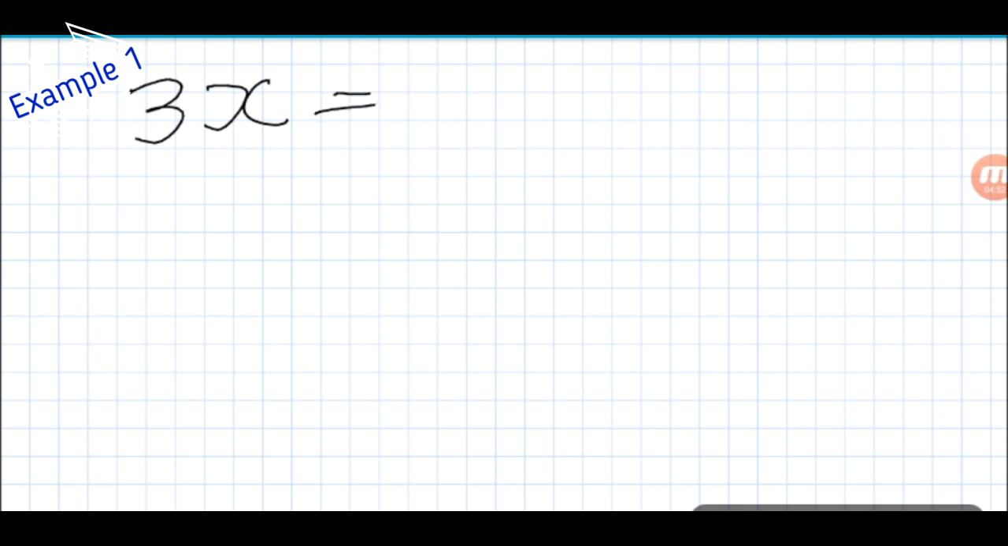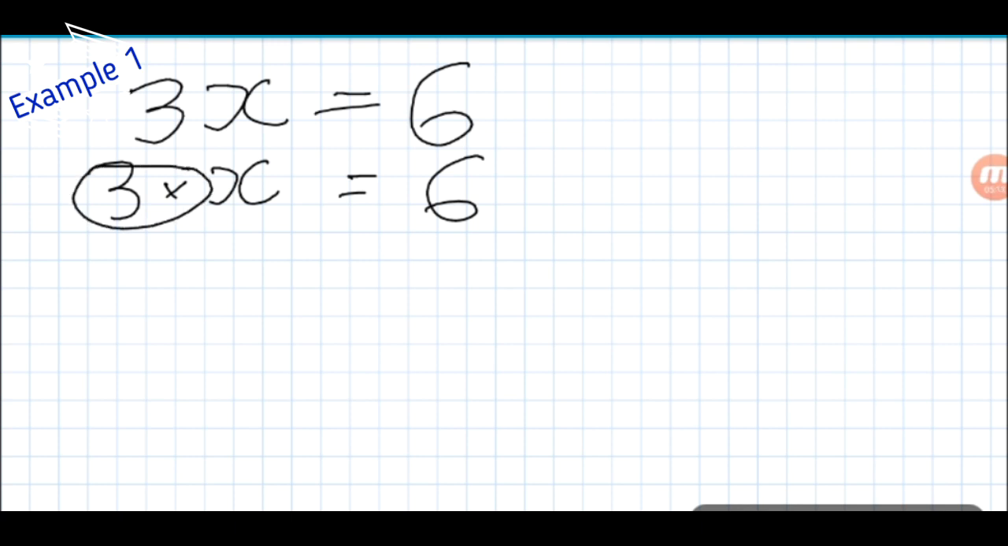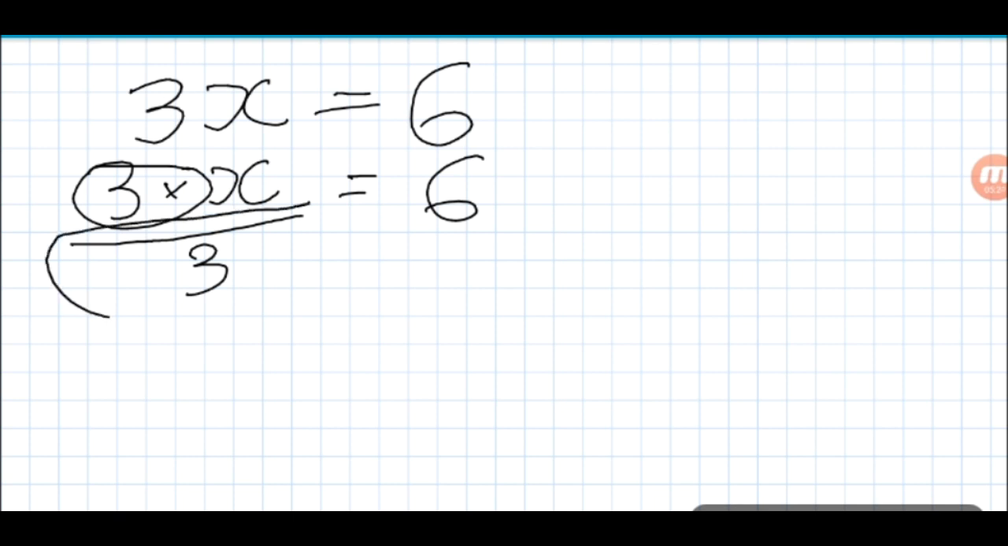3x is equal to 6. 3x, that term simply means 3 times x, equals 6. 3 times x is the same as x times 3. So this 3 times, we have to get rid of it. We have to find the opposite of times 3, and the opposite is divide by 3. So we can divide all of this by 3. And this divide by 3 is the opposite of times 3.